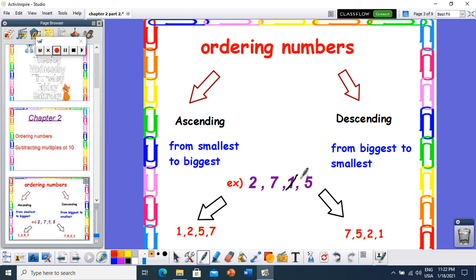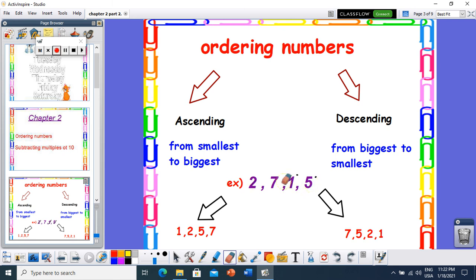Which number now is the smallest? 2 or 7 or 5? 2. So I will write number 2, then I will cross 2 out. Which number is the smaller here? 5 or 7? 5. So I will write 5, then I will cross it out, and finally number 7.